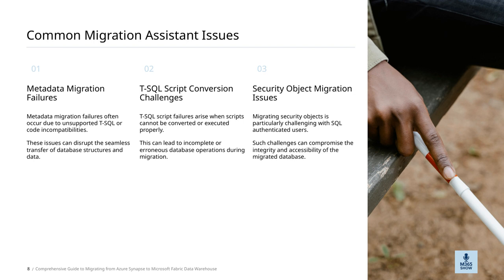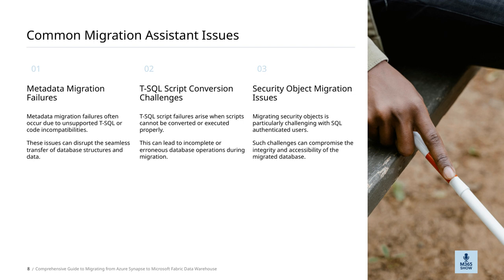Finally, there are metadata migration failures. These often happen because certain T-SQL code is unsupported or incompatible with the target system. When this occurs, it can disrupt the seamless transfer of your database structures and data, causing delays and additional troubleshooting. Overall, understanding these challenges helps us better plan and execute our migration, ensuring a smoother transition from Azure Synapse to Microsoft Fabric Data Warehouse.